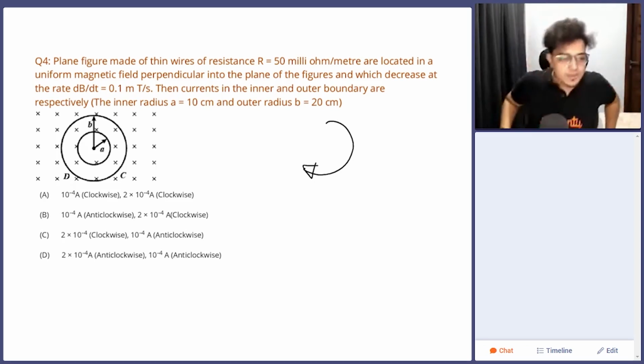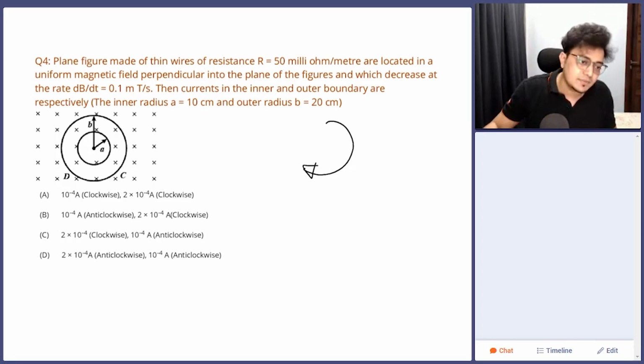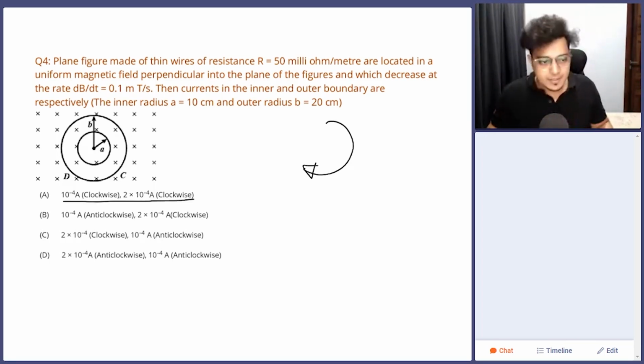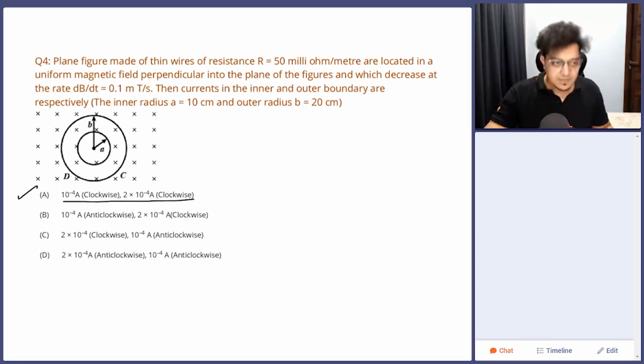Current clockwise in both is only one option. That is option A. So A should be the correct answer. Both currents are clockwise. But let's figure it out by calculation as well. So we have to calculate the value of the current. So current will be equal to EMF induced divided by resistance. EMF will be obtained by d phi by dt. Talking about only magnitude, d phi by dt.